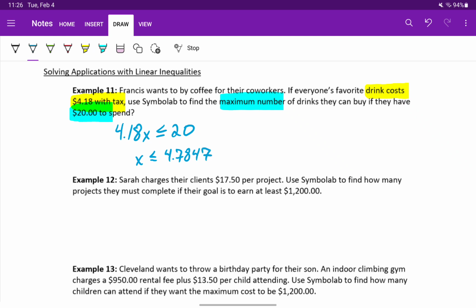Now we need to translate that into something practical. That tells us that they can buy at most 4 drinks. If we rounded that up to 5, that would be too large. That would push us over our budget. So if we can buy 4 and a little bit more than 4.5 drinks, we have to round that down to the nearest practical value, which would be 4.